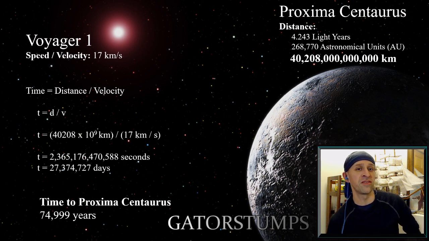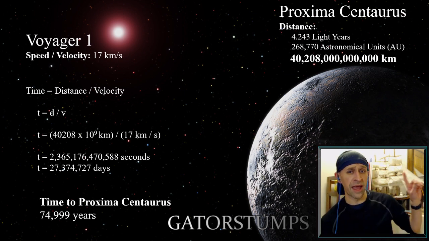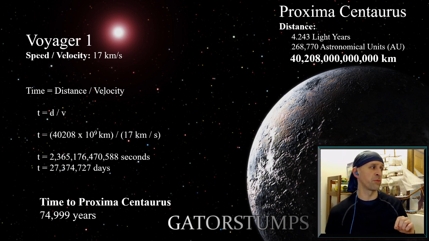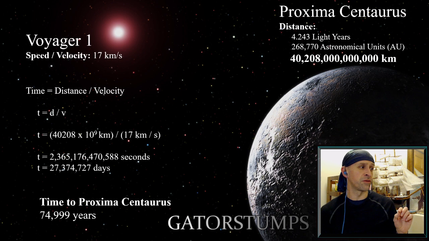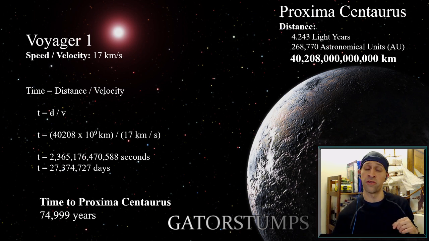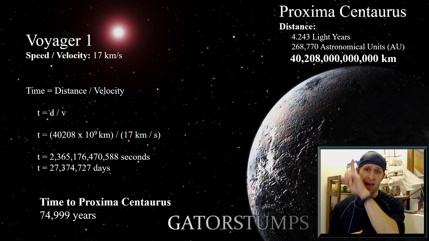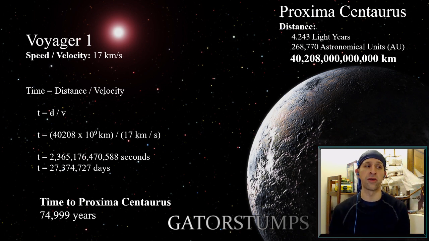So what Peachy just said was, let me explain this real quick. If you look directly above me, I wrote down that Proxima Centauri, that star, is 268,770 AUs away. 1 AU is the distance from Earth to our sun. So if you take that distance and multiply it by that number, that's how far you have to go.